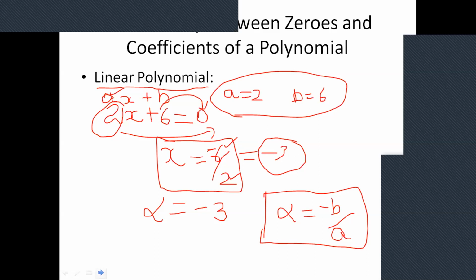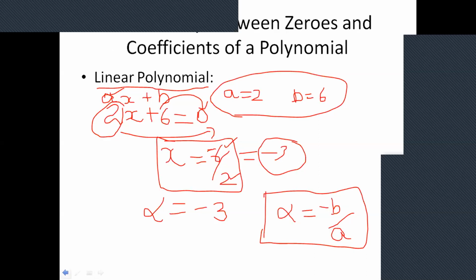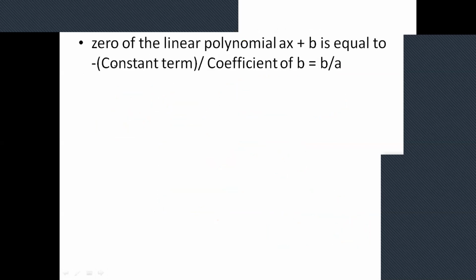So this is enough for today, because tomorrow if I start with the quadratic equation, it will take some time. So please note down this. This is what I wanted to give you. The zero of a linear polynomial ax plus b is always equal to minus the constant term by the coefficient of, I'm sorry, this is not b, it is the coefficient of x. That is equal to minus b by a. Please write it properly. Okay, yes. So I hope it is very clear to you.